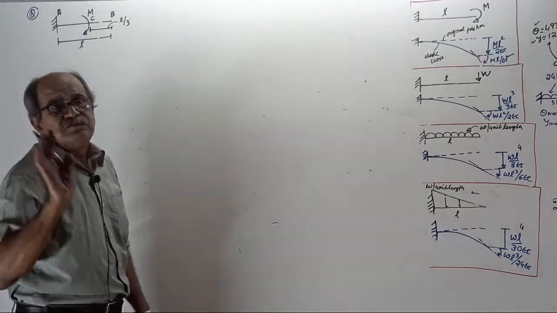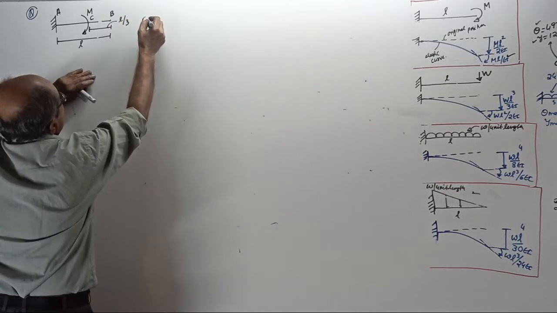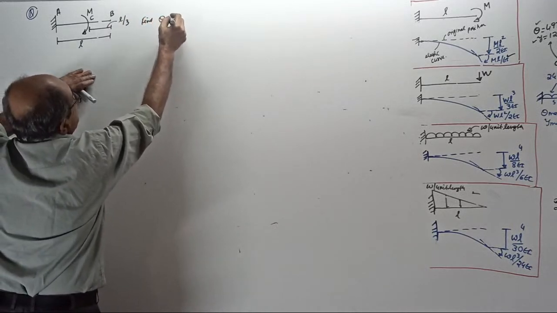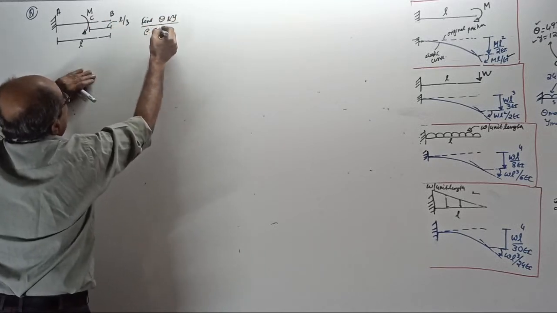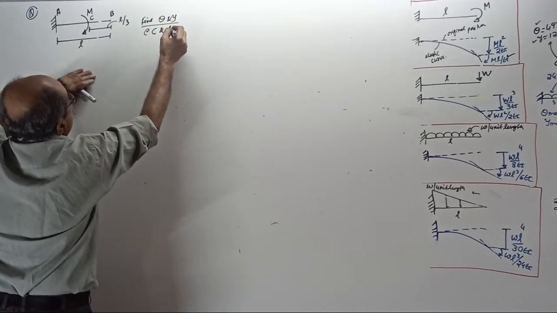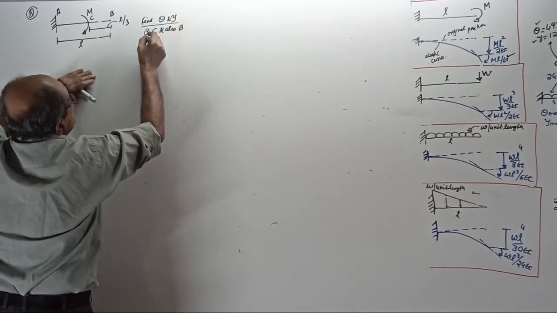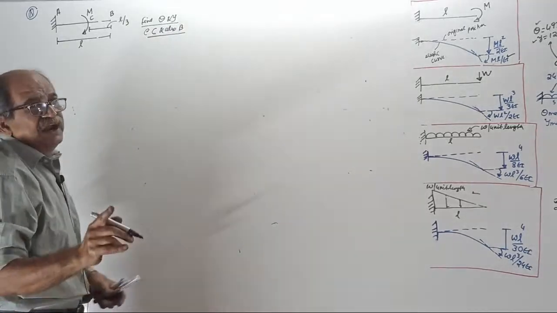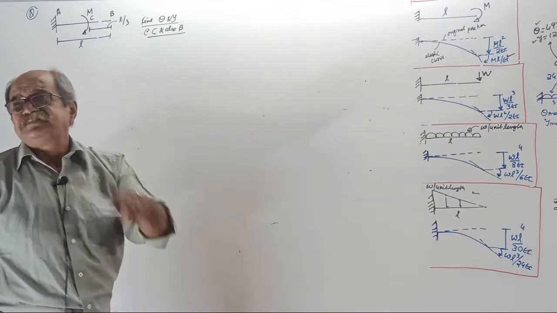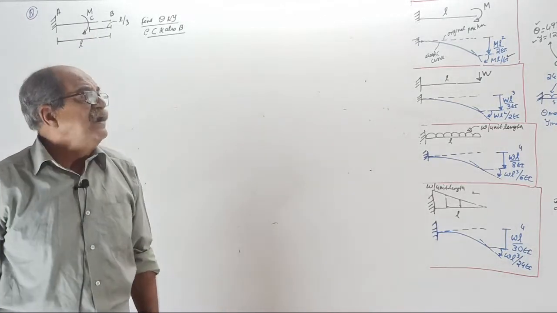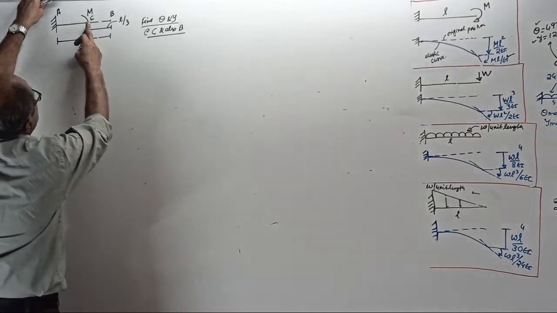Question is, find slope and deflection at C and also at B. Remember, the question is right there: find slope and deflection at the point of the couple and also at the free end. That is for us theta C, y C.